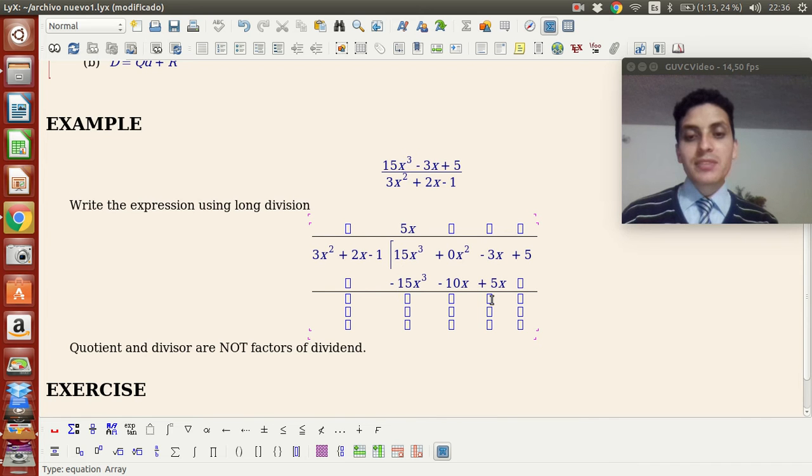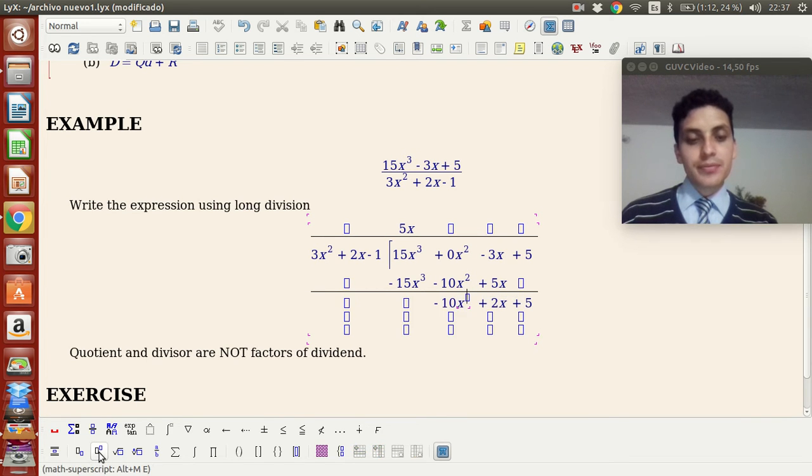Negative 3x plus 5x is 2x. Here we have negative 10x. Here we have 5. And here we have 0. So now we finished the first part of the process. Oh, I'm sorry. Here is x squared. 10x squared.